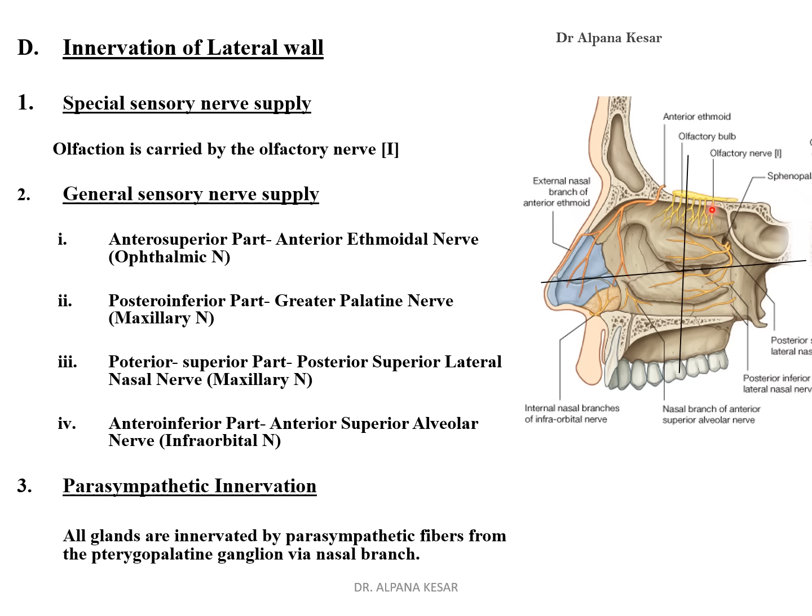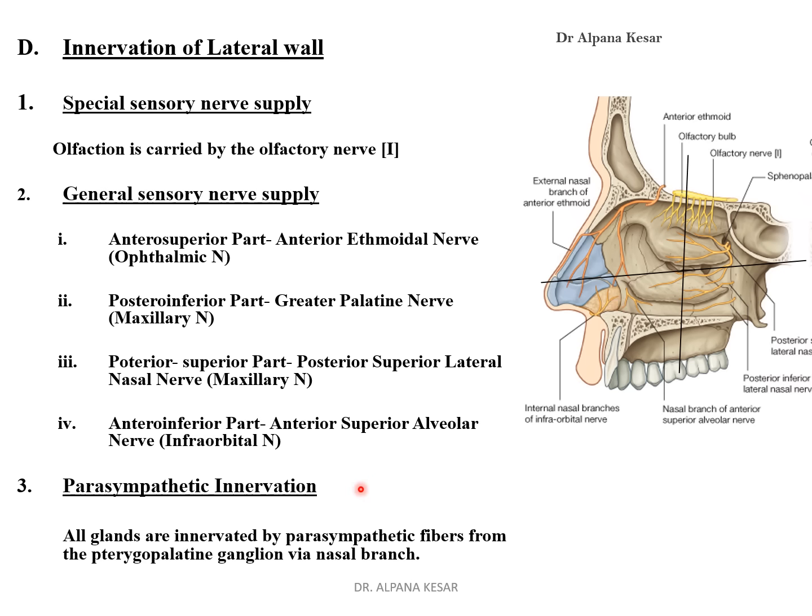The posterosuperior part of the nasal cavity is supplied by posterior superior lateral nasal nerve. This is a branch of maxillary nerve. The anteroinferior part of the nasal cavity or the lateral wall of the nose is supplied by anterior superior alveolar nerve. Anterior superior alveolar nerve is a branch of infraorbital nerve. This nerve also supplies maxillary incisors and canines and gives a branch that will supply this quadrant.